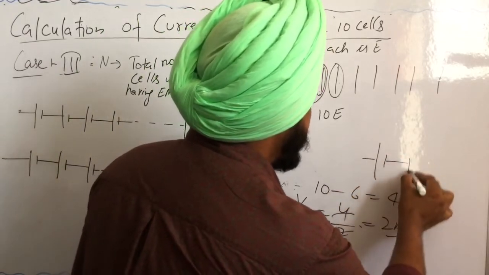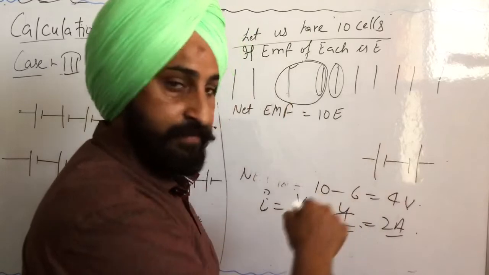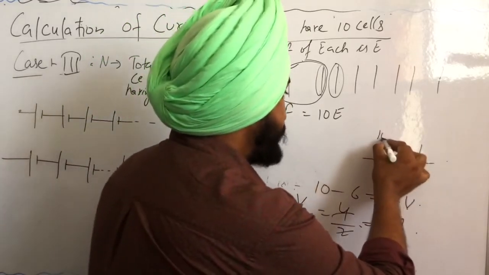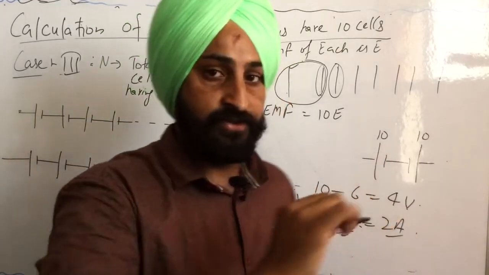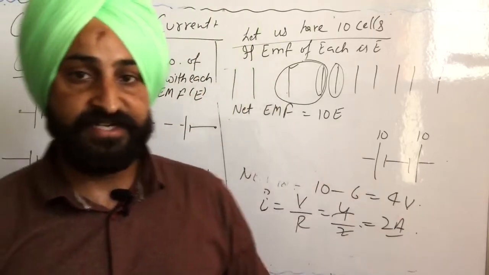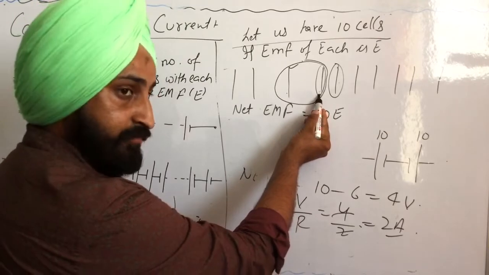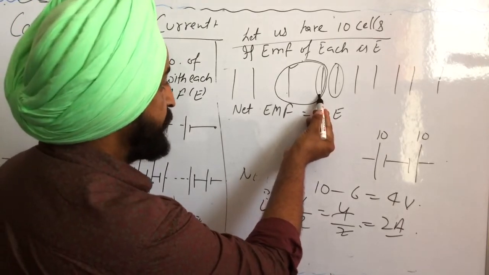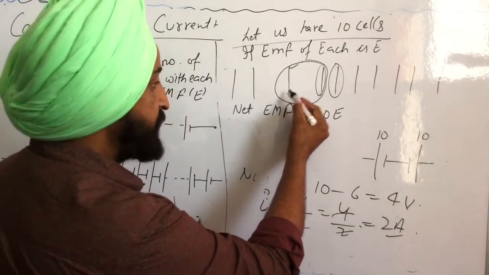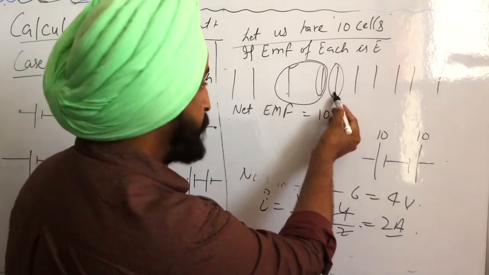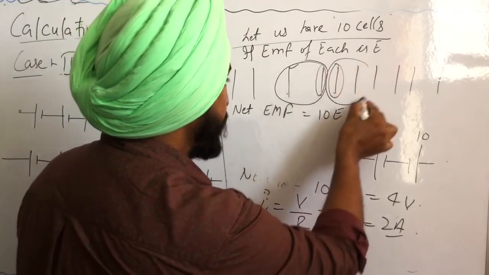If we have two cells connected in this manner, this one has value 10, and this one also has value 10. So what would be the resulting? 10 minus 10, that is equal to 0. Due to the presence of this cell in reverse polarity, this cell will neutralize the effect of this cell. Similarly, this cell in opposite polarity will neutralize the effect of this cell.